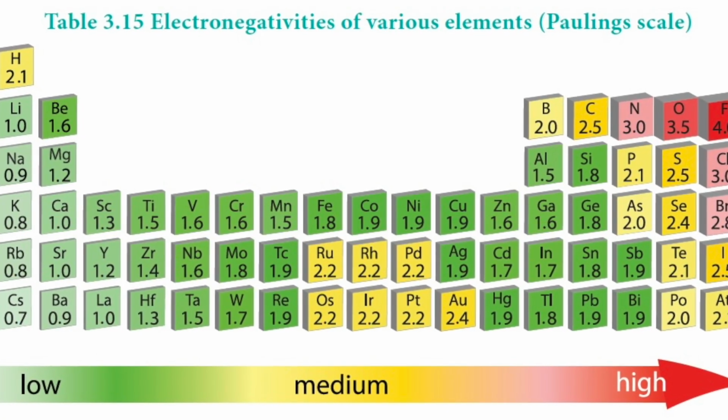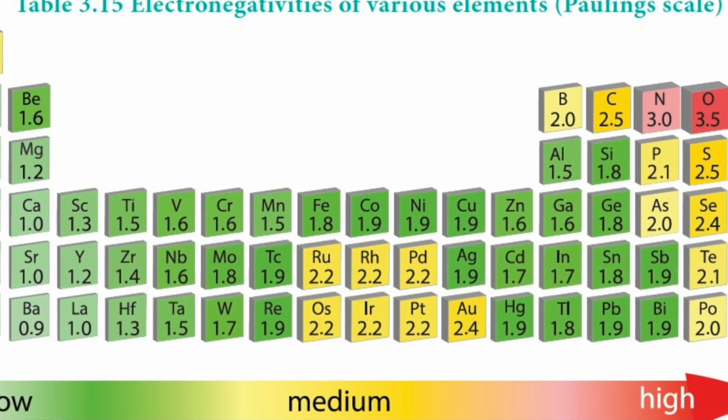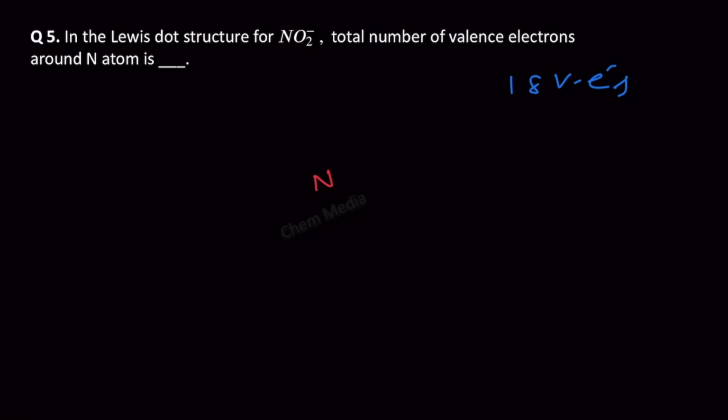Compared to oxygen, electronegativity of nitrogen is less. Therefore, let's put the nitrogen atom at the center and 2 oxygen atoms on either side. Let's put 1 bond pair between nitrogen and oxygen, and then let's put 3 lone pairs around each oxygen atom. If we do that, then we would be accounting for 16 valence electrons in total, but we still have 2 more valence electrons. Let us put that as a lone pair on top of nitrogen.